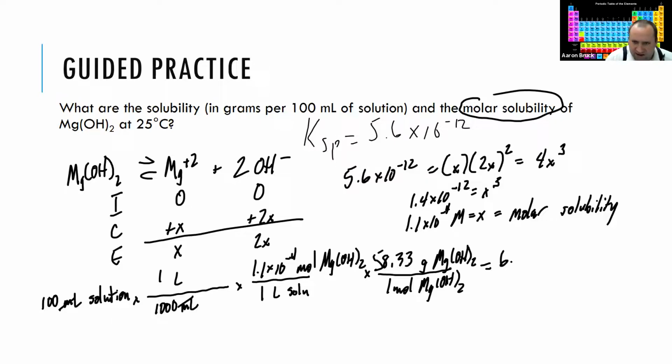We get 6.4 times 10 to the negative fourth grams per 100 milliliters. So not a whole lot dissolved, and again, that makes sense. Our KSP value is relatively low.